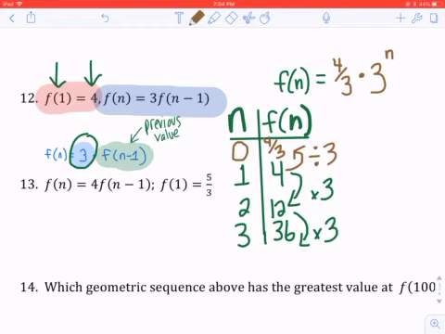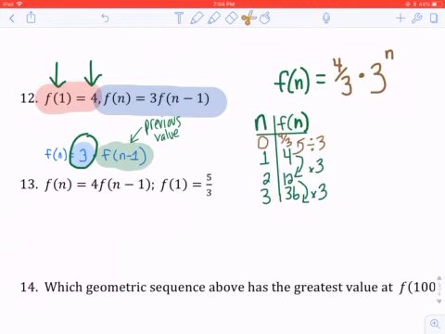Alright, so to recap, when you see something like this, they're going to give you an input here, and then they're going to give you an output. That gives you some place to start. F of n minus 1, f of x minus 1, f of a minus 1, doesn't matter the variable, that means previous value. And then whatever's around it is what's happening to it. In this case, we have variable next to it.